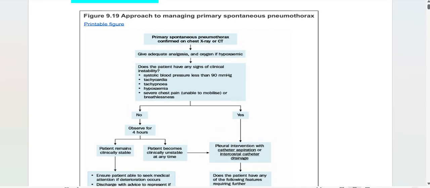I took this from therapeutic guidelines. Primary spontaneous pneumothorax confirmed on, say, chest X-ray or CT. Give adequate analgesia and oxygen if hypoxemia. Then we have to ask: does the patient have any signs of clinical instability: systolic blood pressure less than 90, tachycardia, tachypnea, hypoxemia, severe chest pain, unable to mobilize, or breathlessness?